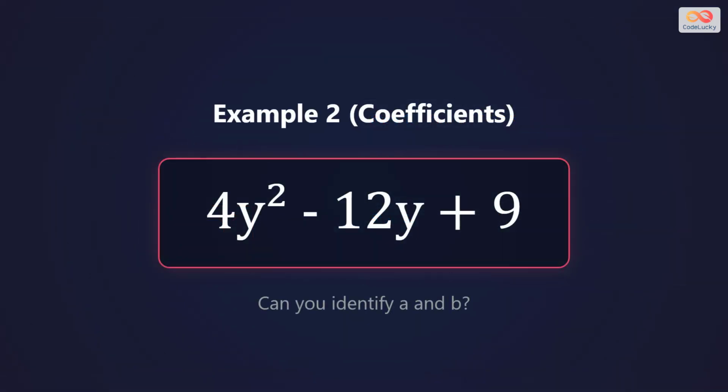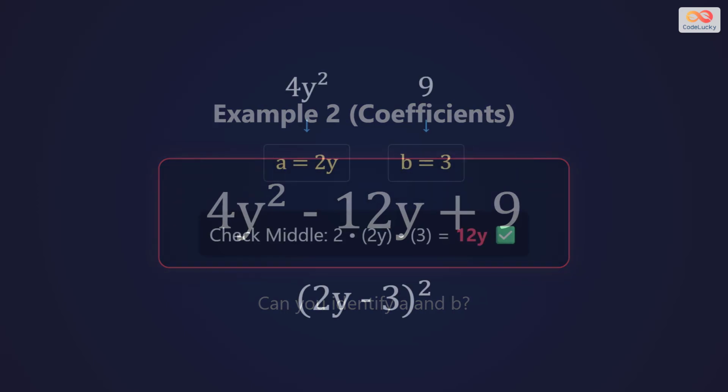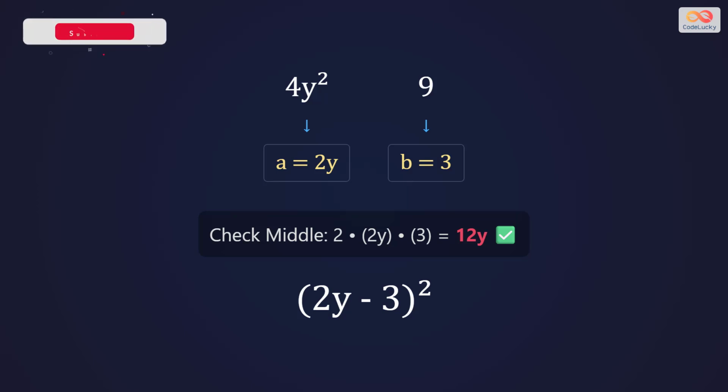Now for a slightly harder example with coefficients. Factor 4y squared minus 12y plus 9. Don't let the number 4 scare you, it is a perfect square too. Let's break it down. The square root of 4y squared is 2y, the square root of 9 is 3.